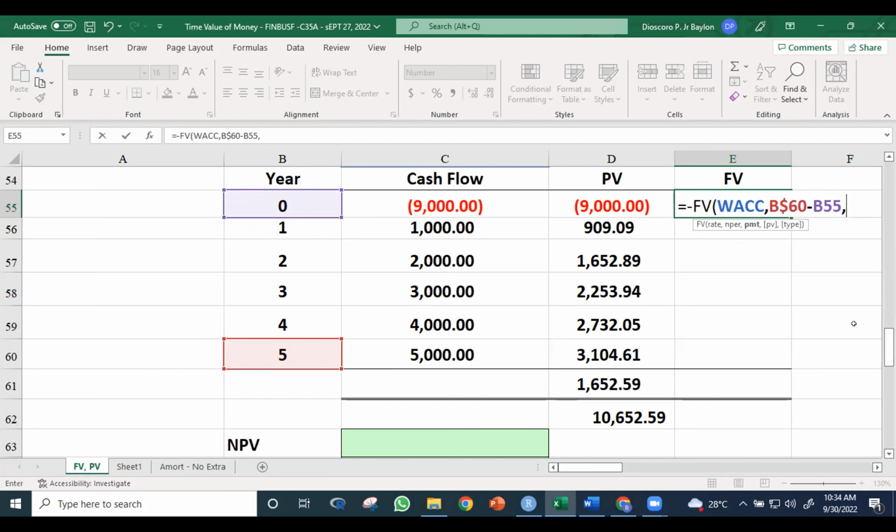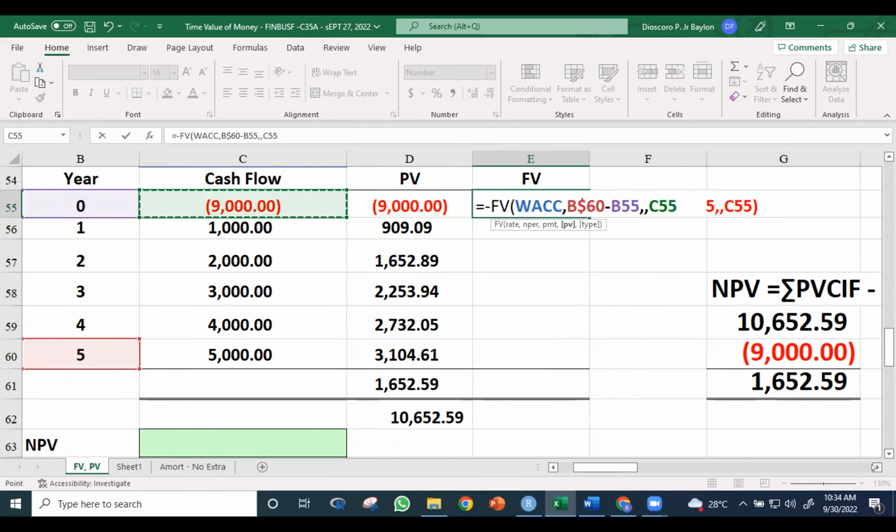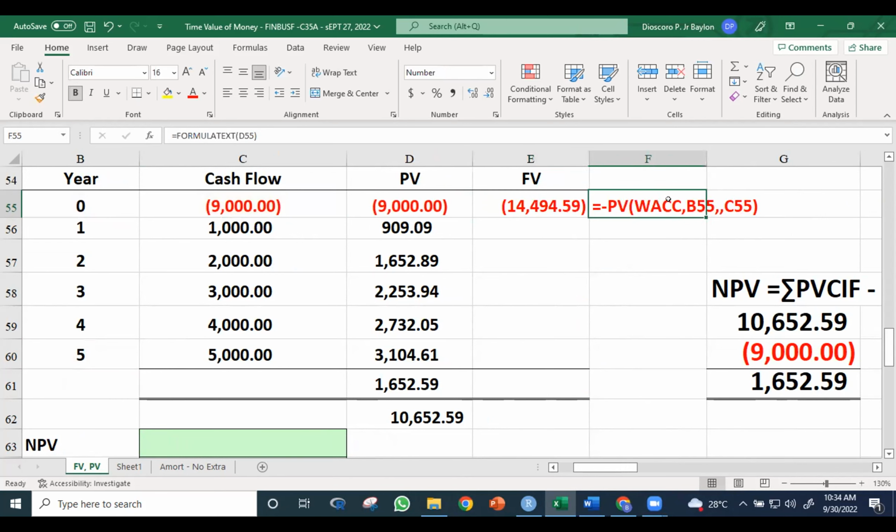And then comma. This is not an annuity. And then our present value, at time 0, the present value is 9,000. When we go down, at time 1, the present value is 1,000. Okay, so this now becomes our present values. Okay, and then ignore the type. Enter. And then I'll copy this.